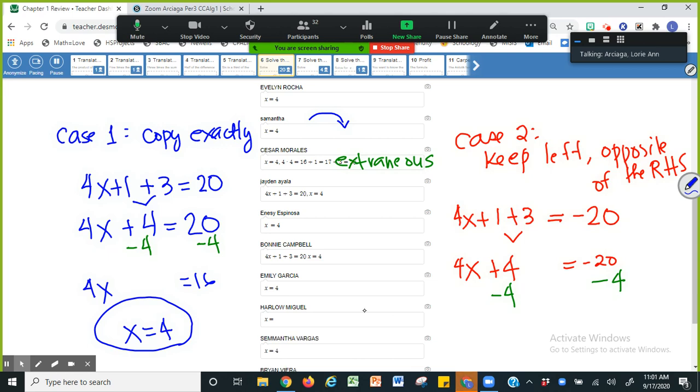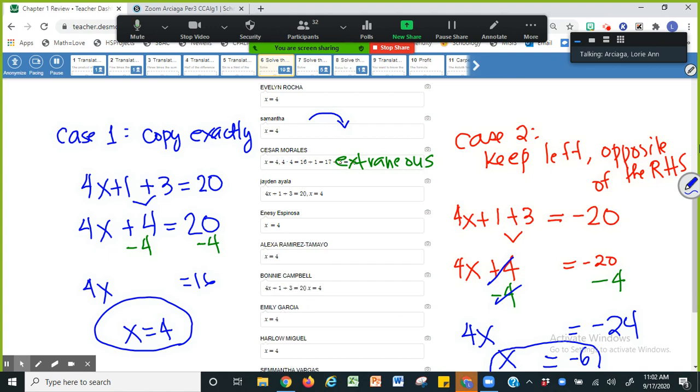So if you solve here, you get 4x, these two will cancel, equals negative 24. Same sign, add. Same sign, add. So then you will get x is equal to negative 6. So see, they're not necessarily the same values. I'll give you some wait time on that. I didn't see a lot of correct answers on your screens for these two numbers. So I'll give you some wait time and ask questions and clarify if you have any.